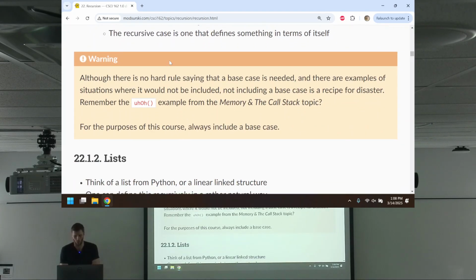Anyways. All right, warning. Although there is no hard rule saying the base case is needed, and there are examples of situations where it would not be, for the purposes of our course, we're almost always going to have base cases. You can have a recursive call have multiple recursive calls too, right? You might have 1 base case and 2 recursive calls. It's kind of neat, and we'll see some examples of that shortly.